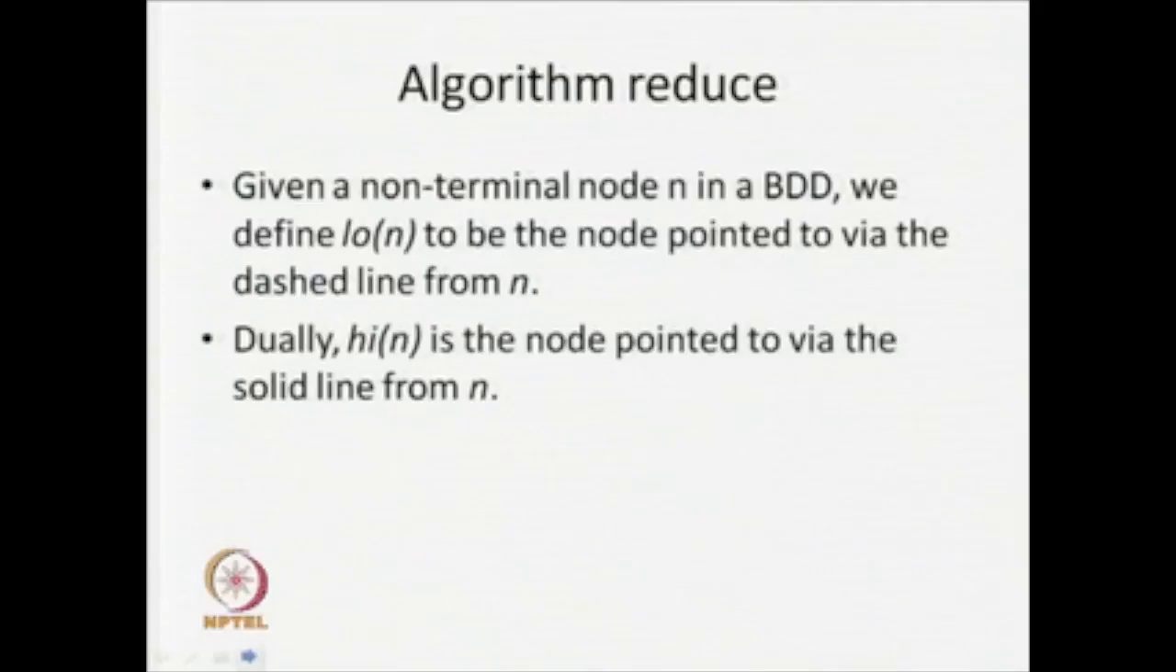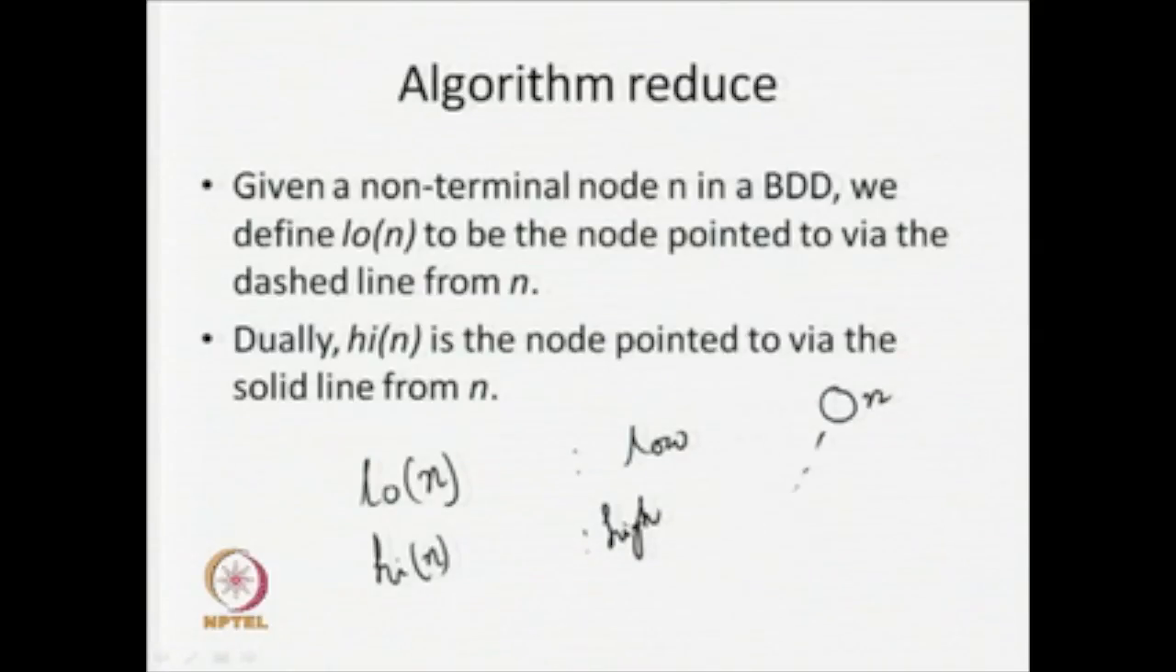And another one we are going to define, which is basically two functions, one is low and one is high. So, for every non-terminal node, we define a function called LO. So, this is basically low of n to be the node pointed to via the dashed line from n, and similarly we can have high of n. So, if I am having any node say n over here, I can have the dashed line and solid line.